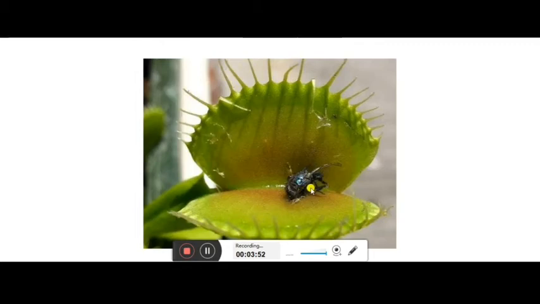Now on your screen you can see this is a Venus flytrap, and you might have heard many times that the Venus flytrap catches the fly. But how they trap the fly is shown here.